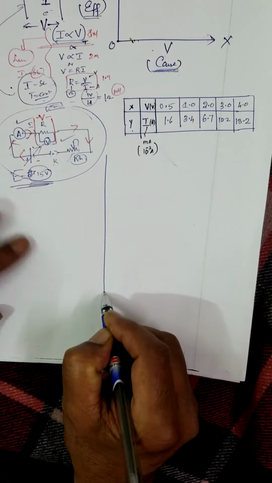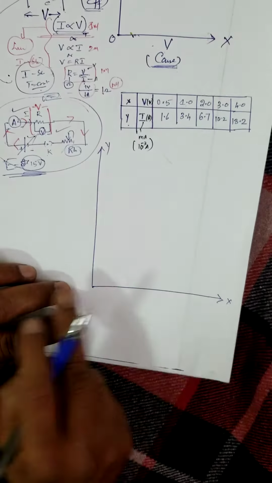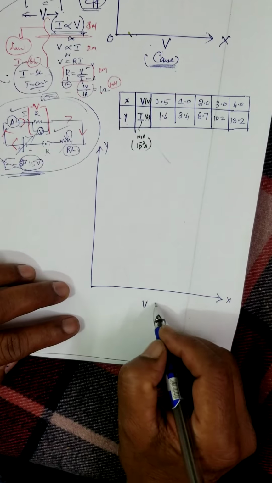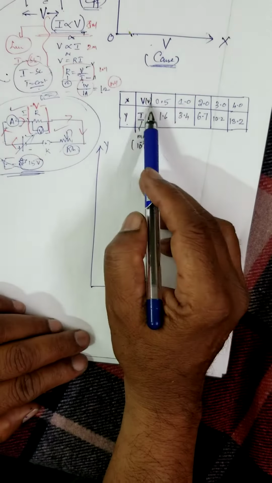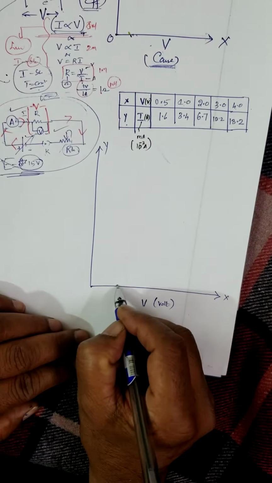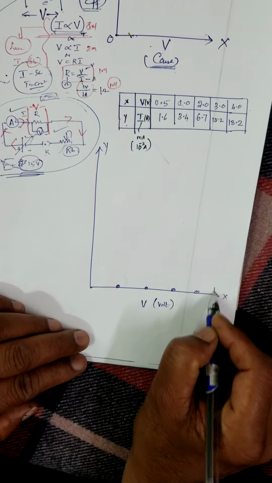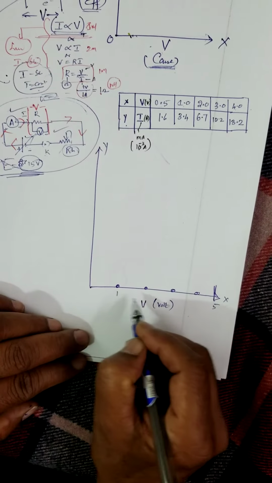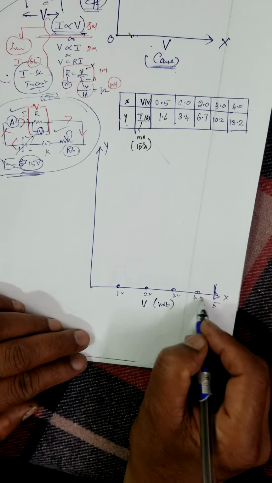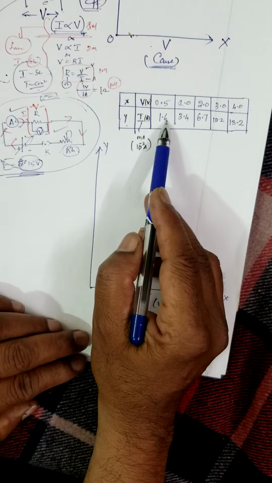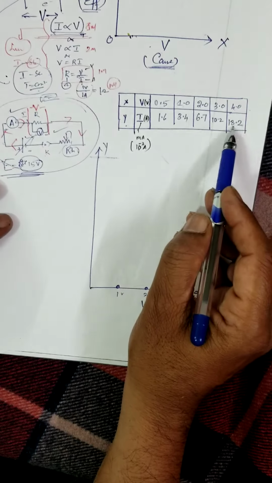Now I take the x-axis and y-axis. This is the x-axis, this is the y-axis. On the x-axis I am writing voltage. The unit is volt. The maximum value is 4, so 1 volt, 2 volt, 3 volt, 4 volt, right? Now what about the current? The maximum current is 15.